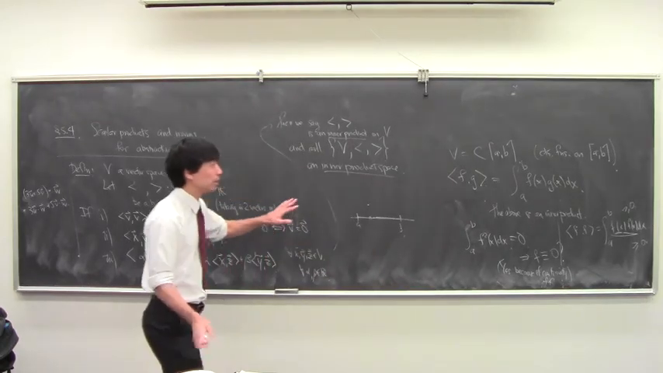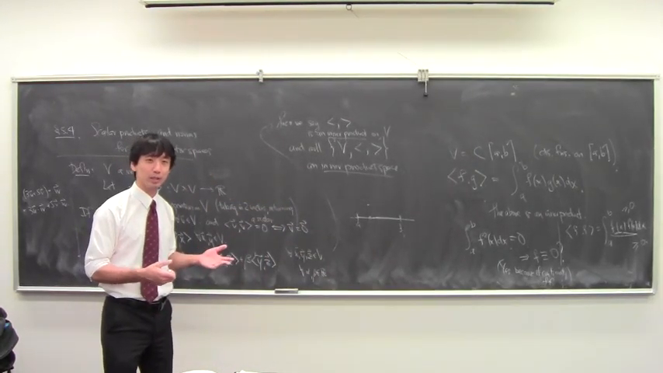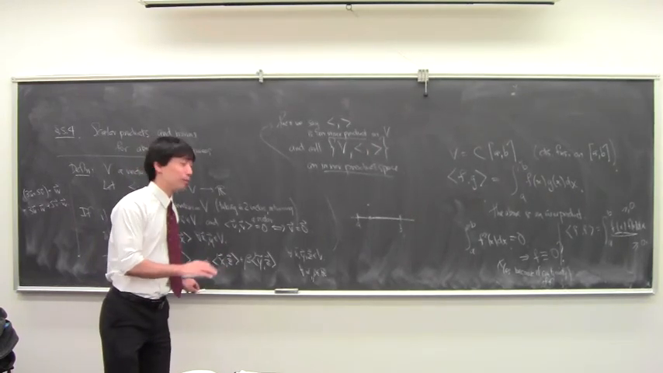Okay, so this thing actually does turn out to be an inner product. So now we have something like a dot product on functions in the space of functions. Okay, and we'll talk more about this next time.